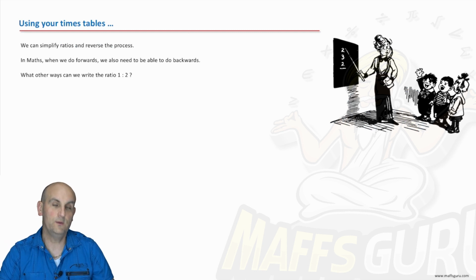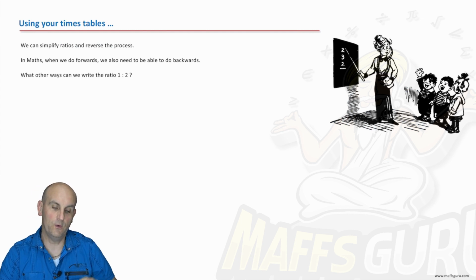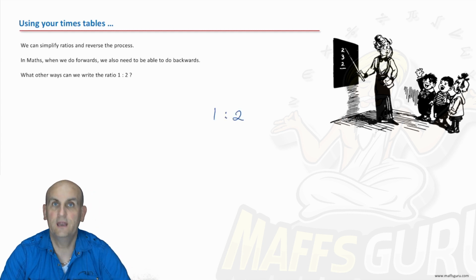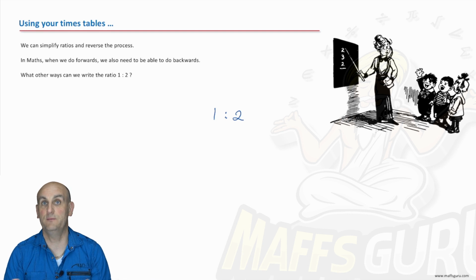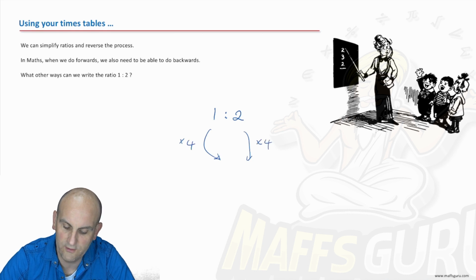So, as we say, we can also go in the reverse process. I did a little bit of example of this a moment ago, but what we can do forwards, we must be able to do backwards. So, as I said, we had a ratio of 1 to 2 before. Can I change that? Can I make it bigger by scaling it up? Absolutely. I can times that by anything I like. I can times by 4 on both sides, and that's going to give me 4 colon 8.